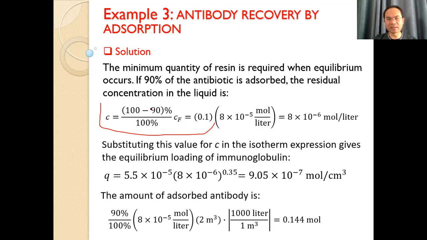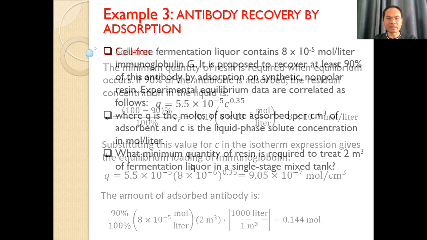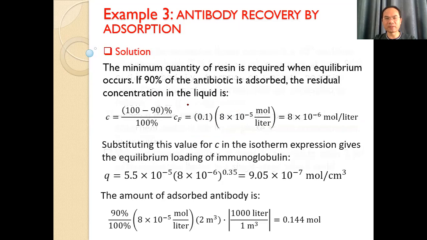It's 0.1 CF. This is the concentration at the final stage after adsorption. You substitute this C into the isotherm and you get Q. This Q is in equilibrium. And then you can calculate the amount of adsorbed antibody. The amount of adsorbed antibody you calculate on 90% recovery.